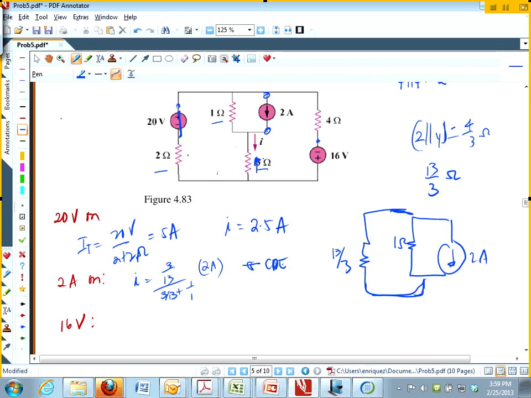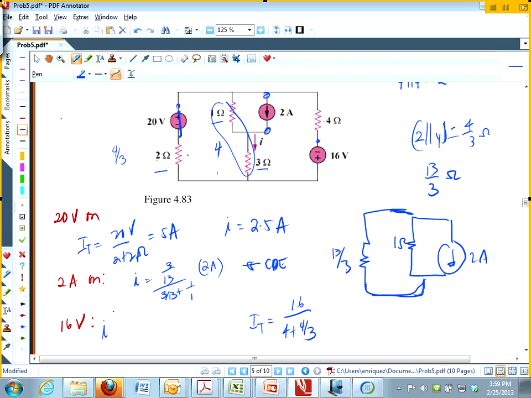So what do we do? The 1 and the 3 are in series, right? So this 2 will become a 4, and the 2 and the 4 are in parallel. What is that? It's going to be 4/3. And then it's going to be in series with the 4. So the overall I total is how much? It's going to be 16 divided by the total resistance of 4 plus 4/3, right?